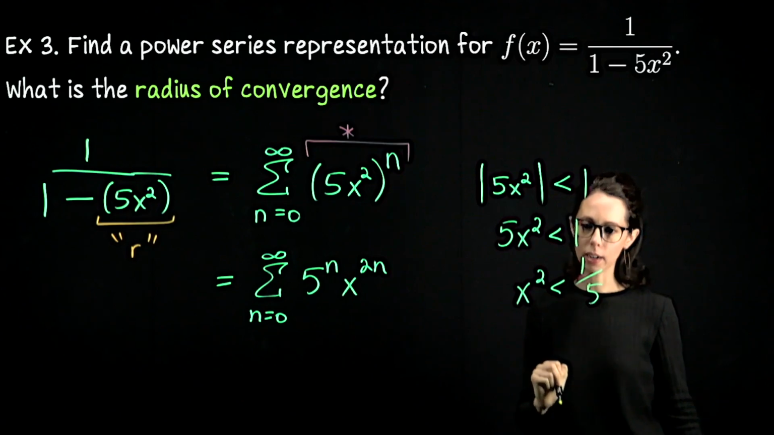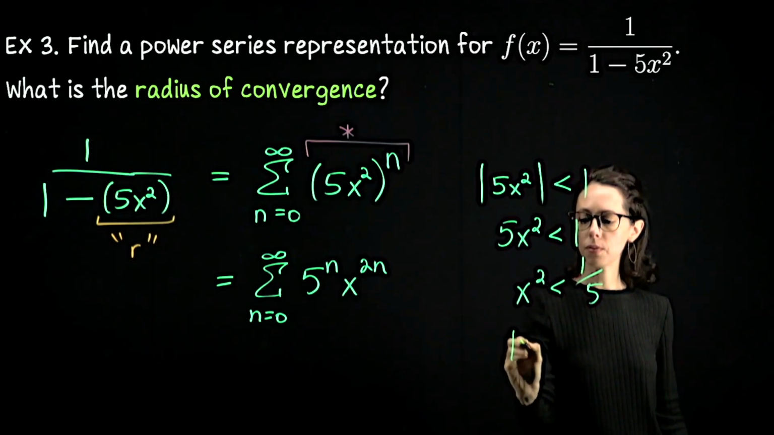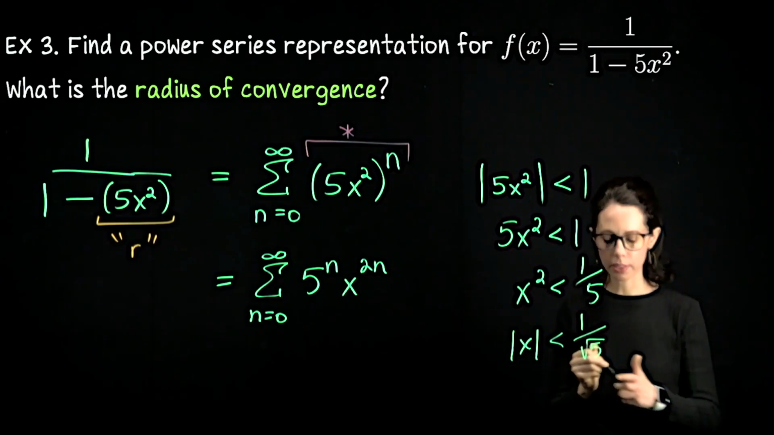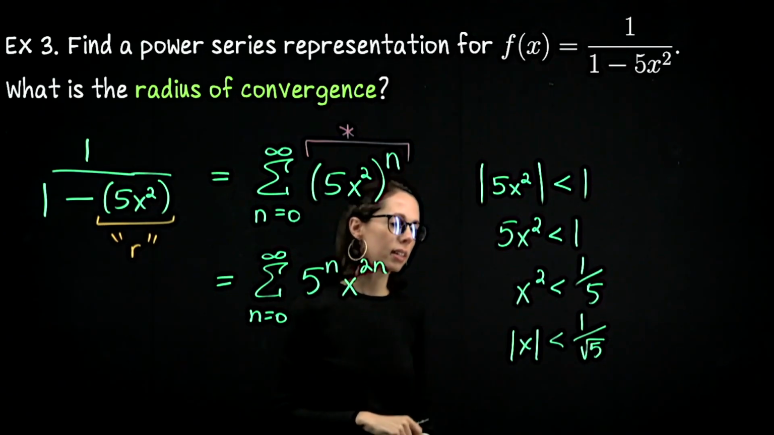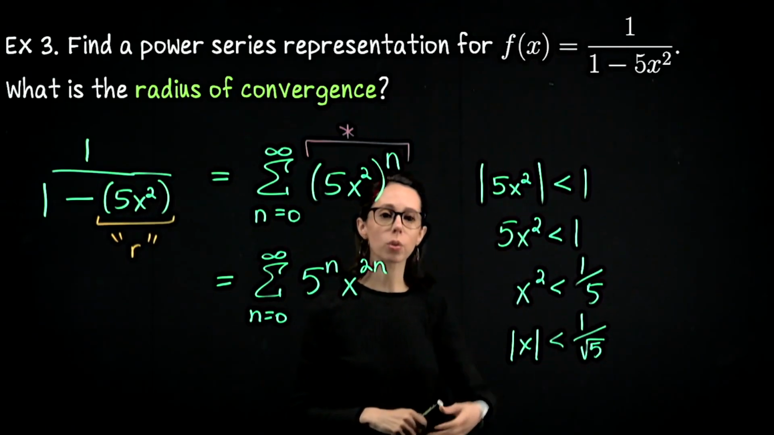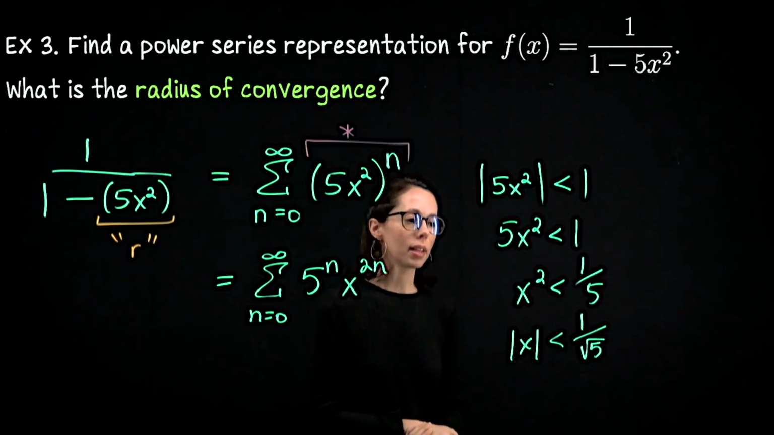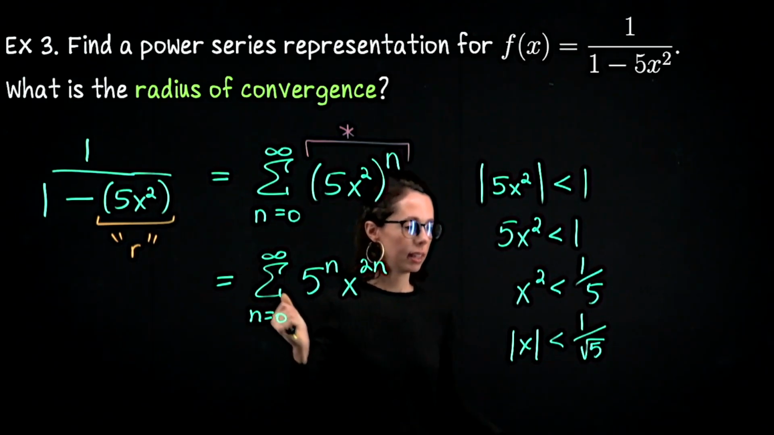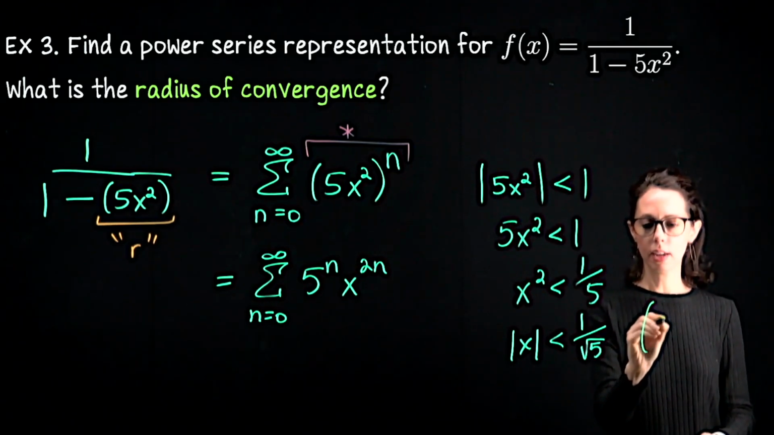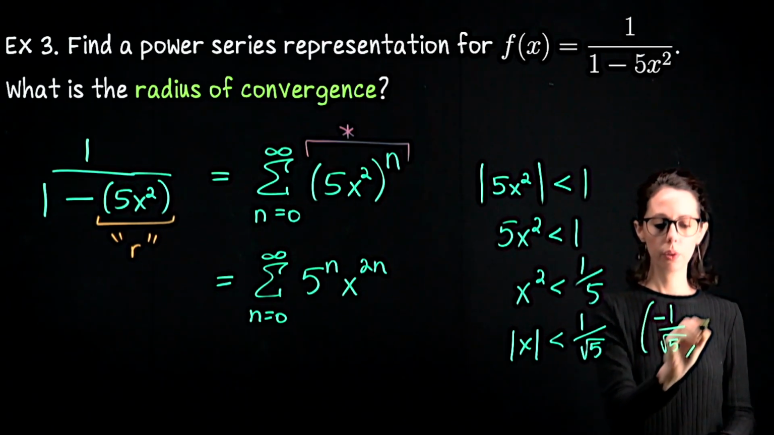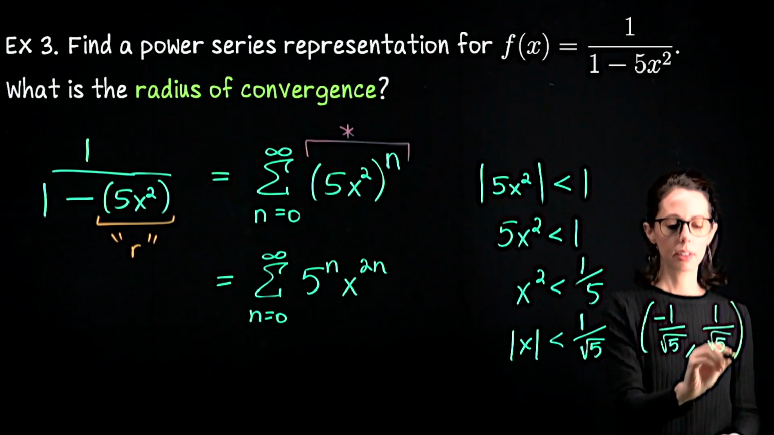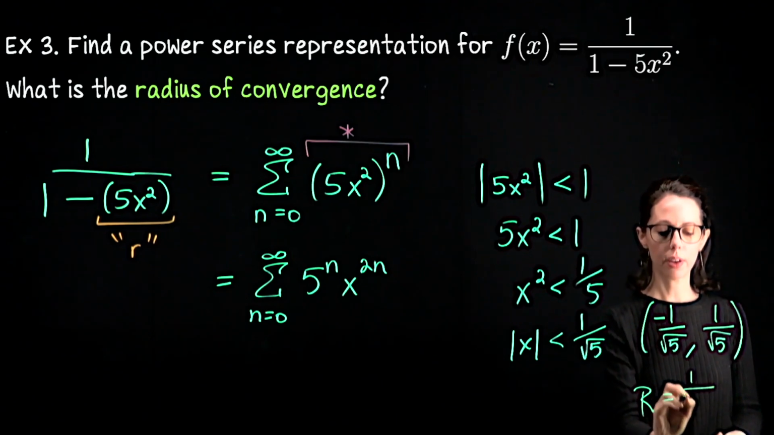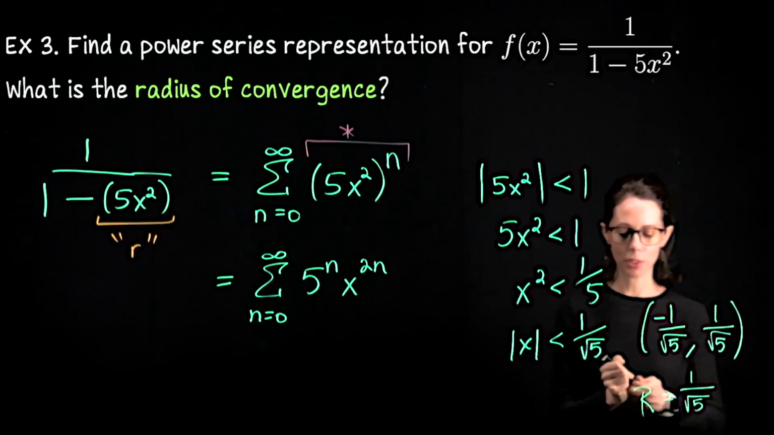So if x squared is less than 1 over 5, that means the absolute value of x is less than 1 over the square root of 5. So I took the square root of both sides. You have to keep in mind here that x could be between 0 and -1 over the square root of 5, and be squared to a number less than 1 over 5. So that tells us that the interval of convergence is -1 over the square root of 5 through 1 over the square root of 5. Again, it's a nice open interval. The radius is this 1 over the square root of 5. Okay, so that wraps up that example.